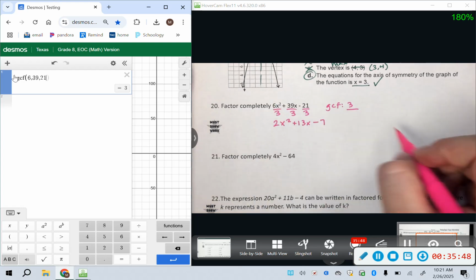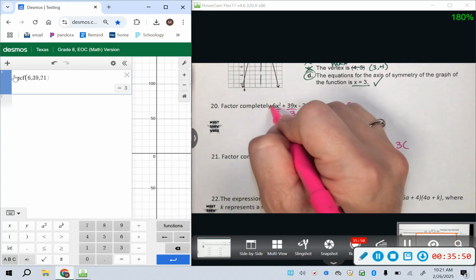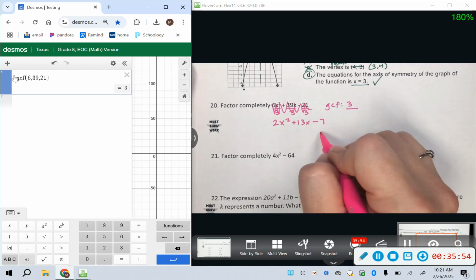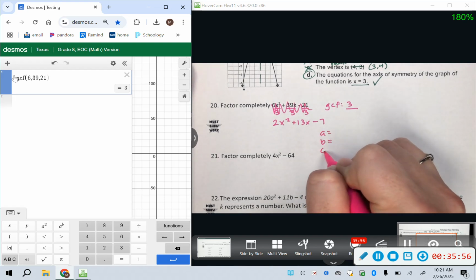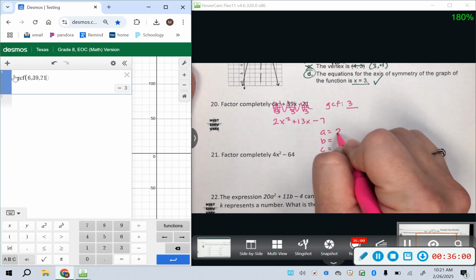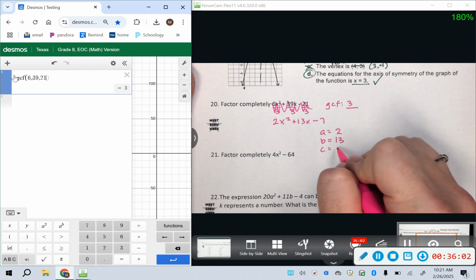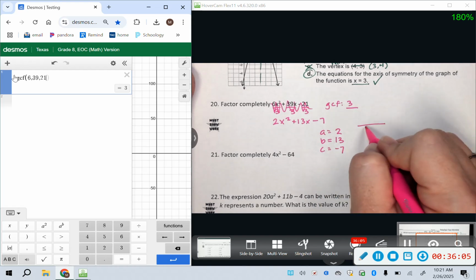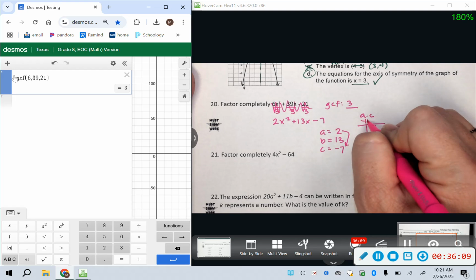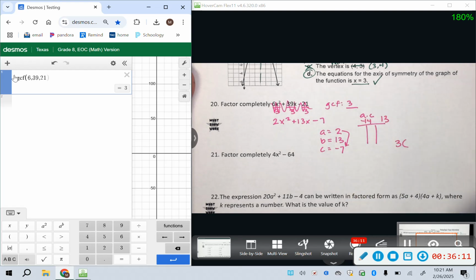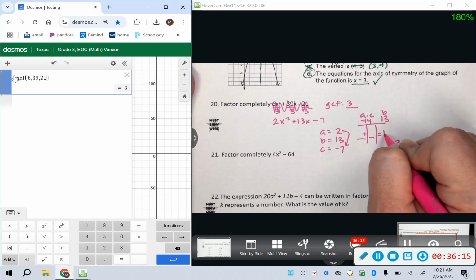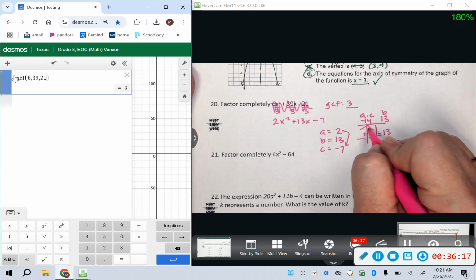So again, I'm going to bring my 3 down because it's part of my answer, and I'm going to cross off my original trinomial. I'm only looking at the new one. So find A. I'm going to go a little fast on these because I need to get to my class. So A is 2, B is 13, C is negative 7. A times C is negative 14, B is 13. And I'm looking for what adds to give me 13, but multiplies to give me negative 14.